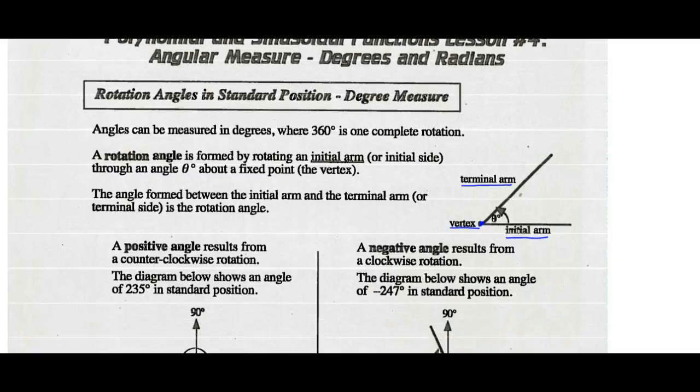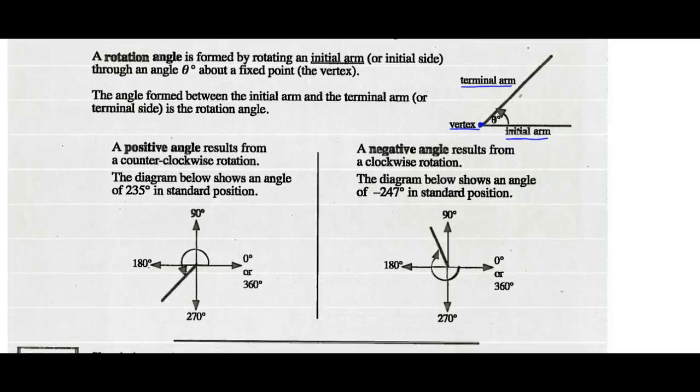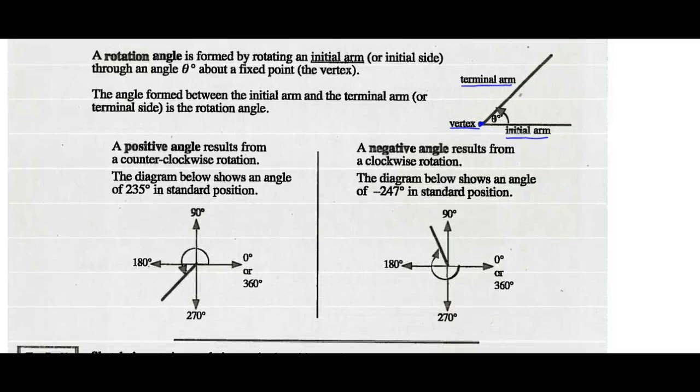A positive angle results from a counterclockwise rotation. The diagram below shows an angle of 235 degrees in standard position. A negative angle results from a clockwise rotation. The diagram below shows an angle of negative 247 degrees in standard position.